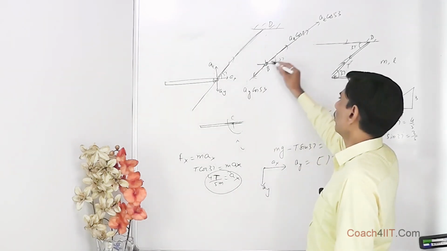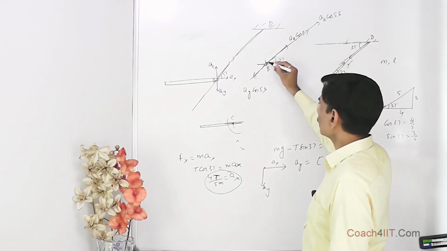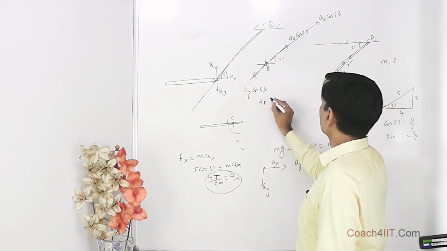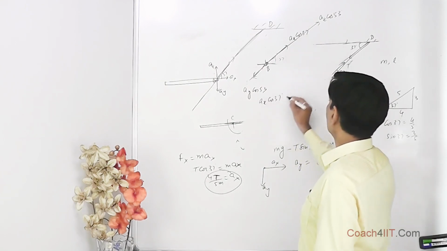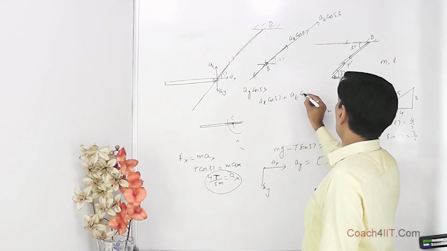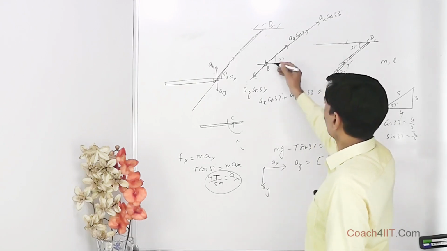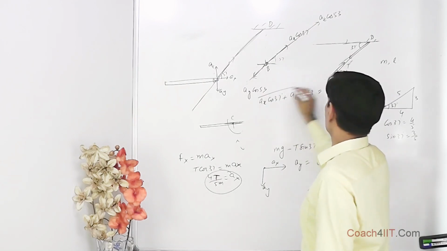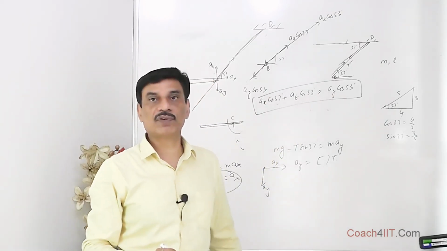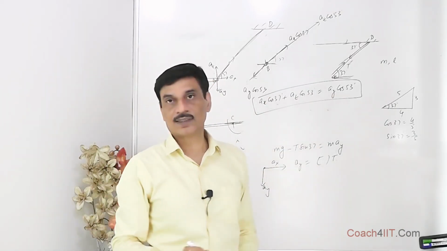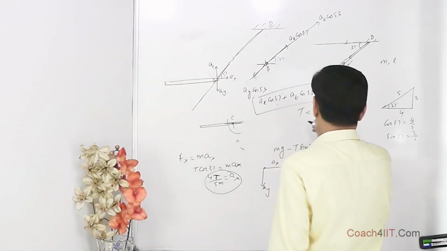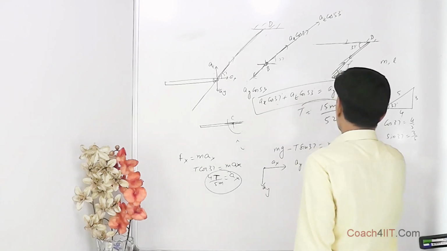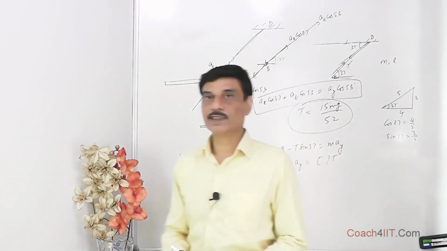So these are the acceleration components along this line, and the net acceleration of B along this line is equal to 0. It means AX cos 37 degrees plus AT cos 53 degrees should be equal to AY cos 53 degrees. In this equation, you can just put the values of AX, AY and so on, and you can find the value of T, and T will eventually come out to be 15 mg by 52. You have to just put the values and you can get the answer.